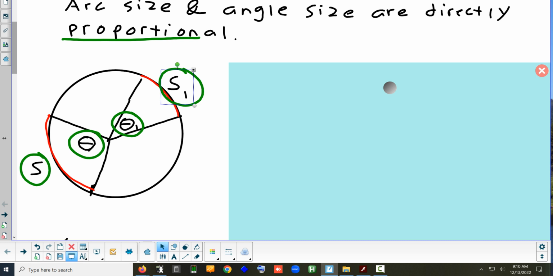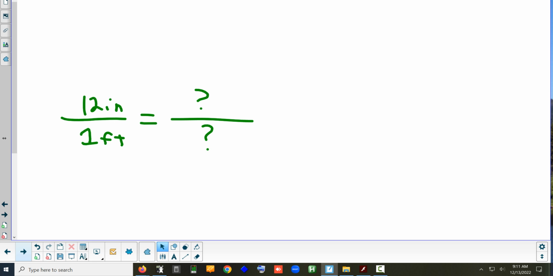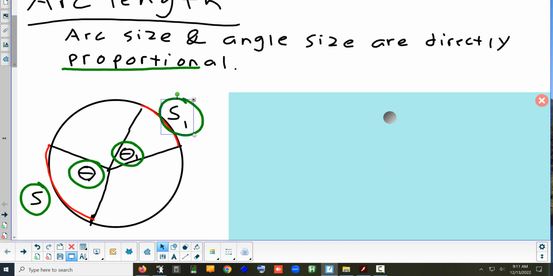Now, when you set up the proportion, you can do it lots of different ways. You just have to make sure that however you set it up on the left, if you do inches in the top and feet in the bottom, you need to do inches in the top and feet in the bottom on the right. Now, we're not doing inches and feet. We're going to do angle size and arc size. Angles and arcs. That's what we're going to do. So let me set up the left side, and then I'll see if somebody else can set up the right side. Let's do angle over arc.